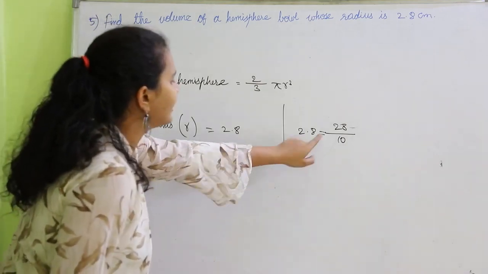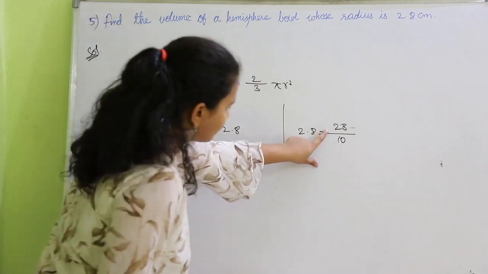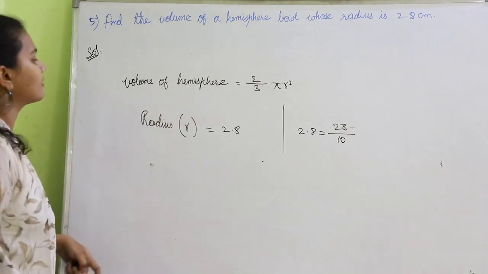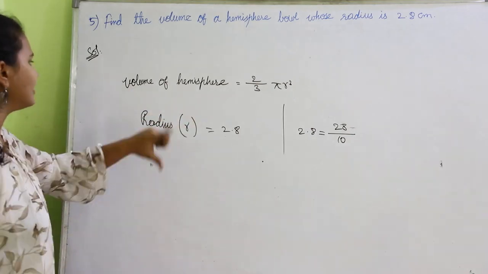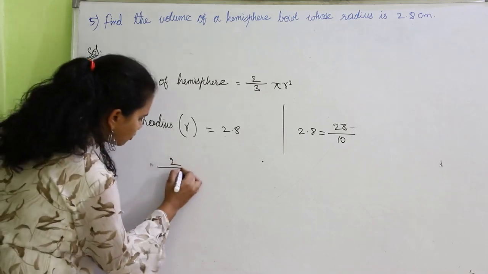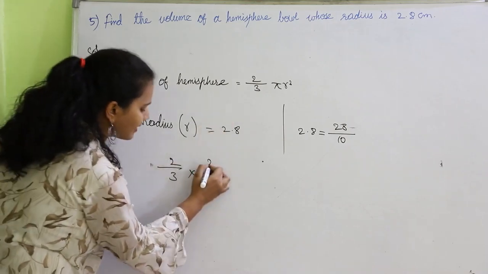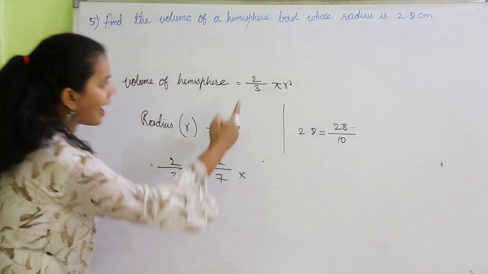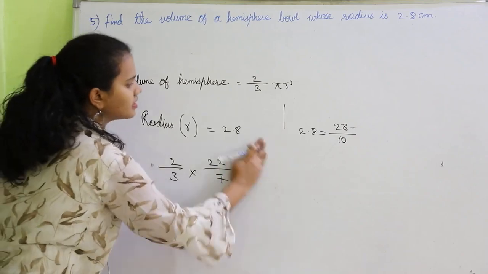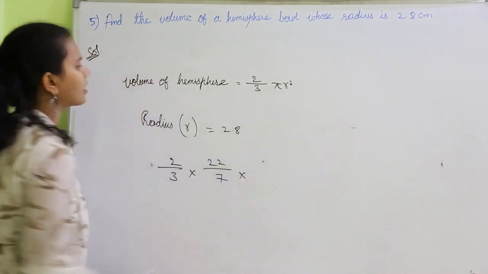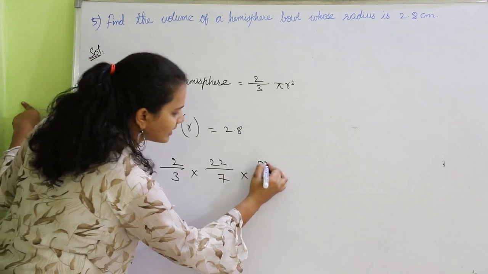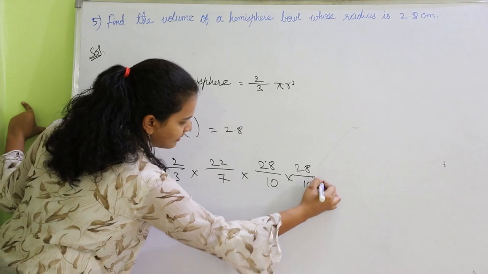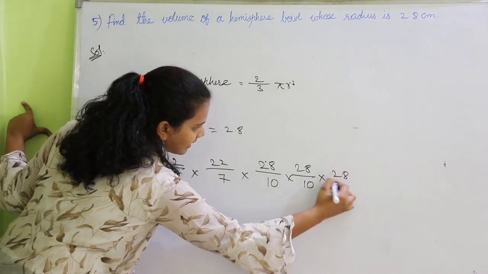Converting 2.8 from decimal form into fractional form gives 28 by 10. So therefore I got it. Now just apply the given formula: 2 by 3 into pi value 22 by 7 into r cube, where radius equals 28 by 10. So 2 by 3 into 22 by 7 into 28 by 10 into 28 by 10 into 28 by 10.